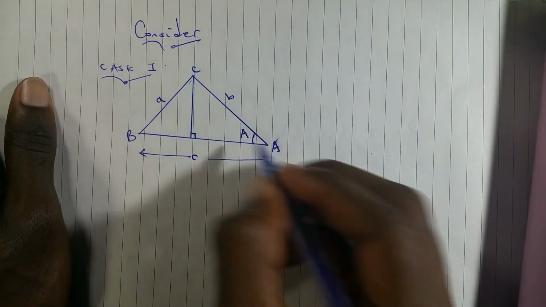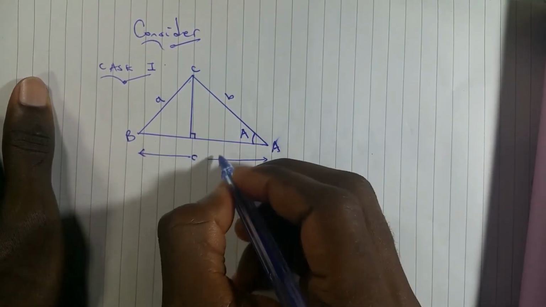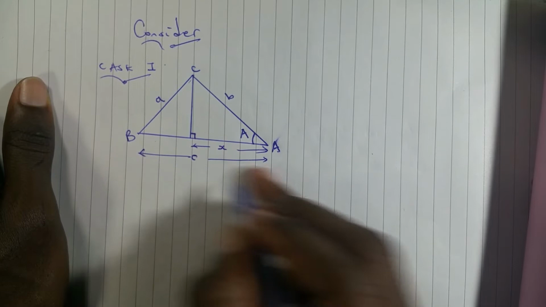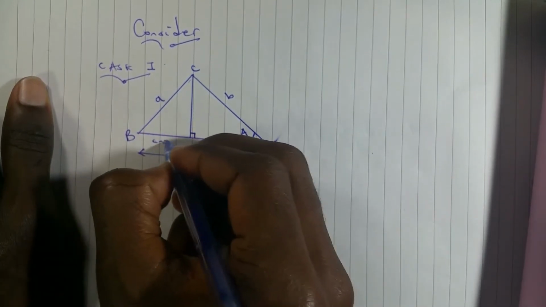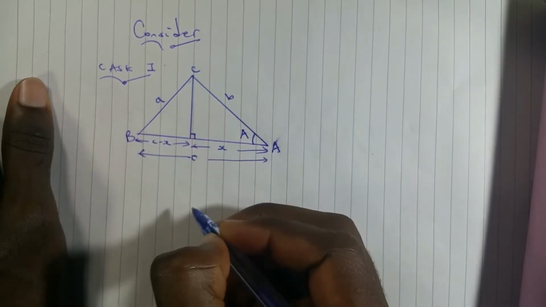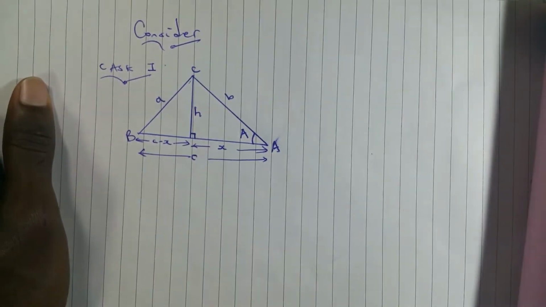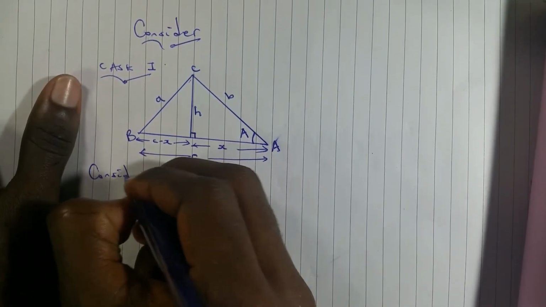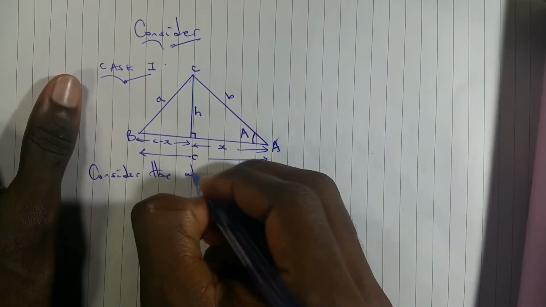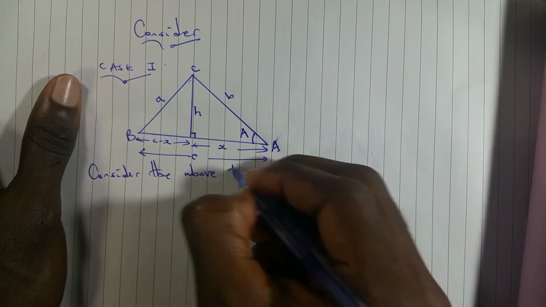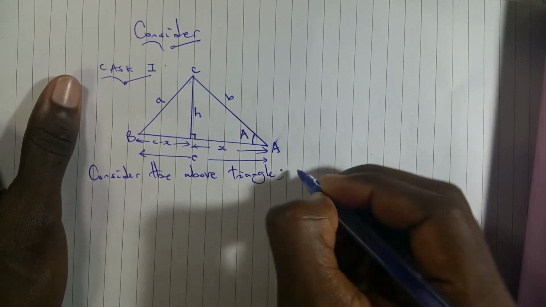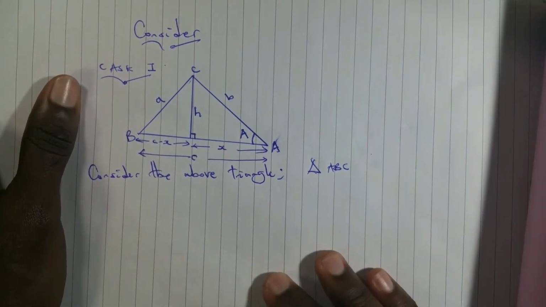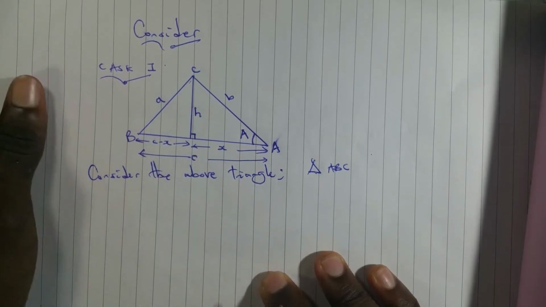Let us get this length separately. Let us give this one to be x, so that now this one remains c minus x. And we also name our height to be h. So consider the above triangle, that is triangle A, B, C. Whenever you see this sign, I'll just be using it to represent a triangle. So we're going to basically use Pythagoras theorem.